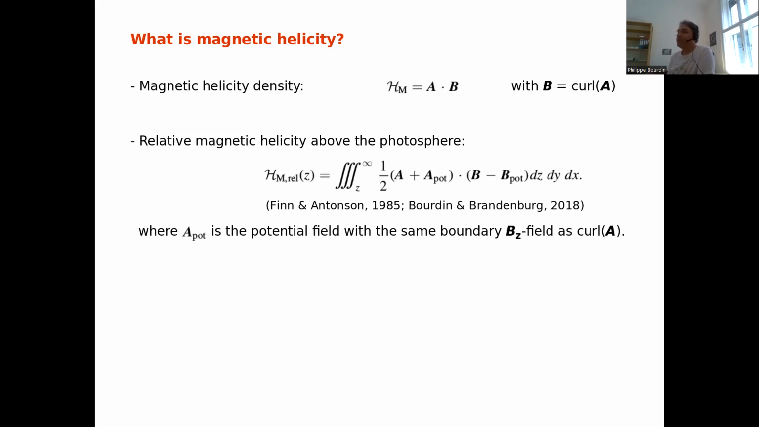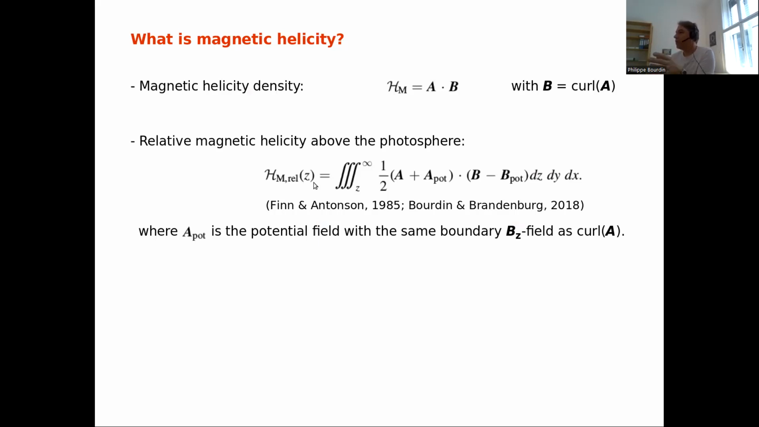But on the other hand, what we can do is construct a new quantity, which is the relative magnetic helicity. In this case, that would be a quantity that we define above the photosphere, let's say in a half volume, which is half infinite. And then what we should do is, if we start from one layer Z, we do an integration up to infinity, and in horizontal direction also to infinity. Then this quantity is defined like so. You have the actual vector potential A, and then you add the vector potential of a potential field that matches the surface layer, right?